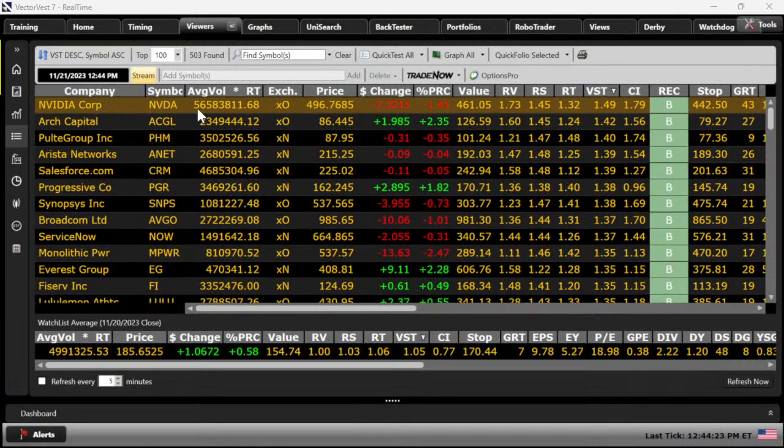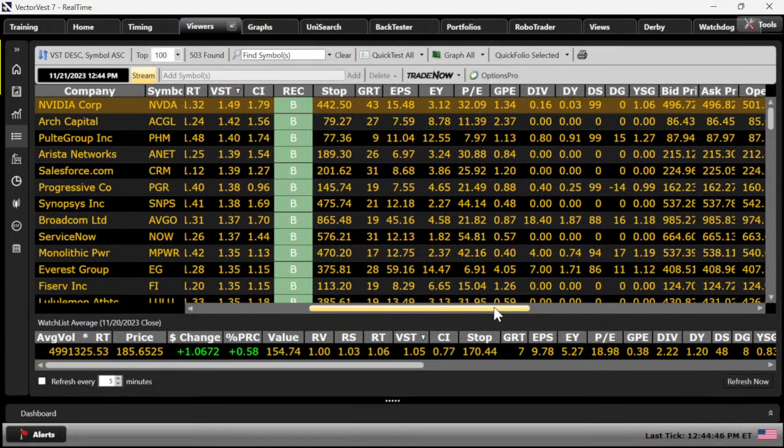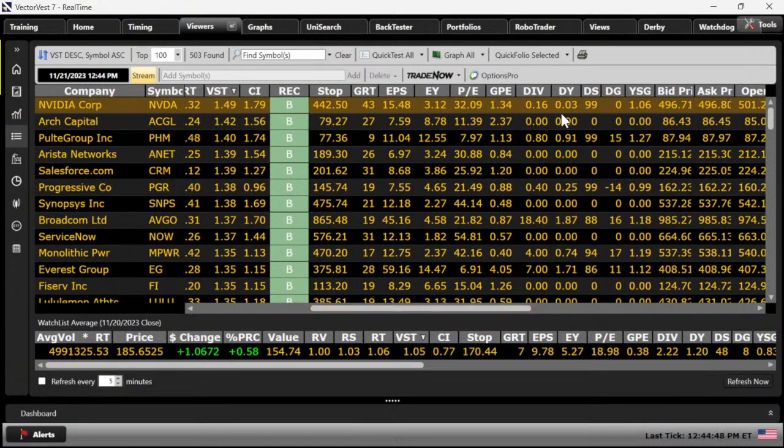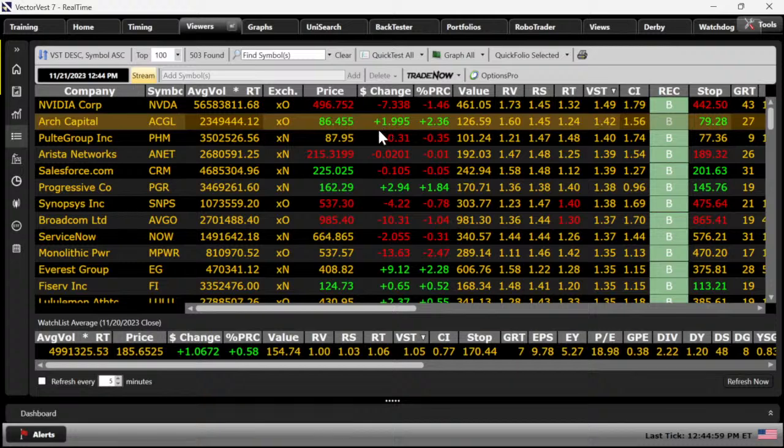All right, S&P 500, NVIDIA, top stock, a little bit overvalued. We'd say that's fully valued, but tremendous RV. Look at that RV 1.73, RS 1.45. We know it's a safe investment. It's also currently rising in price. It's got a VST strong 1.49, good CI, earnings growth rate at 43%, earnings yield at 3. They do pay a small dividend, very small, but great company. Great company. Best of breed, right? NVIDIA. Then you go through the same analysis on the rest of the stocks.